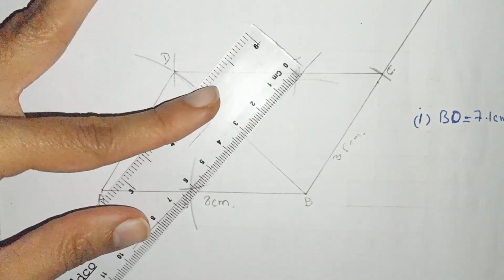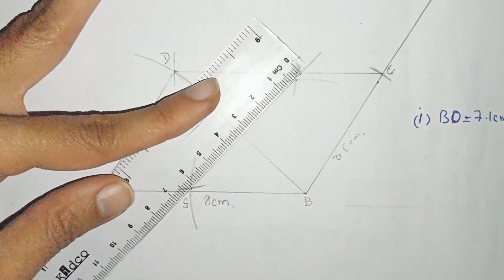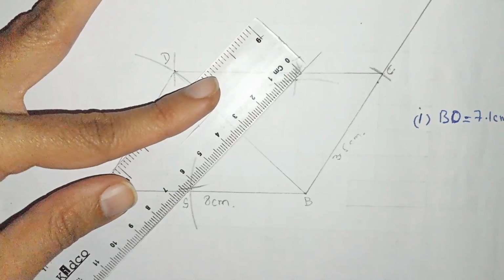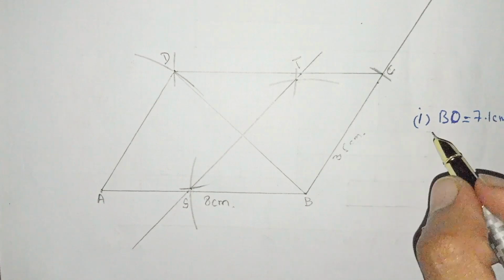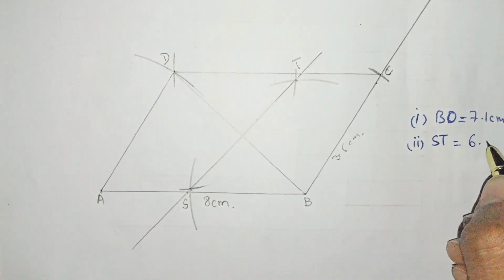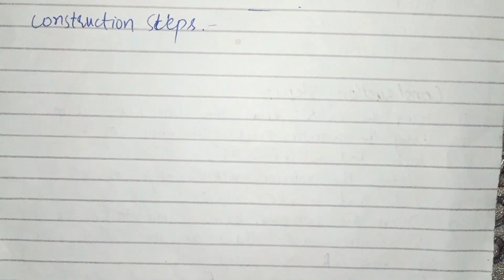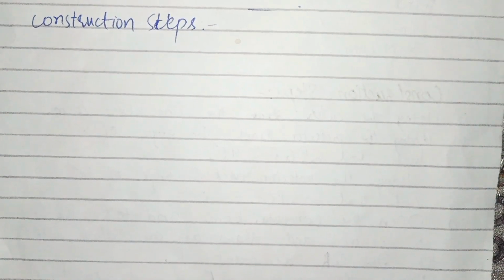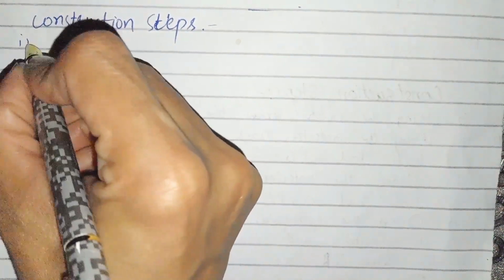Now we have to measure the ST. ST is equal to 6.5 centimeter. Yes, students, part number 2, ST is equal to 6.5 centimeter. And now, students, question number 4 is solved. Now, students, I am writing the construction steps. Construction steps are very easy. What you have to do, you have to write in your own words.